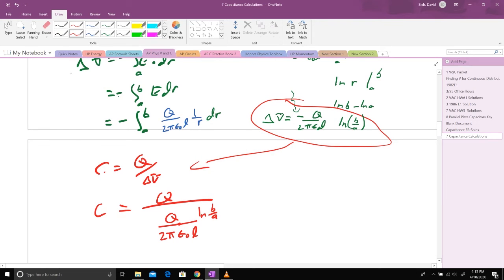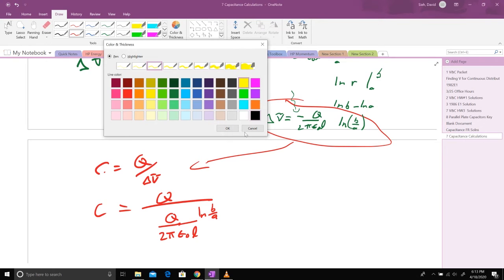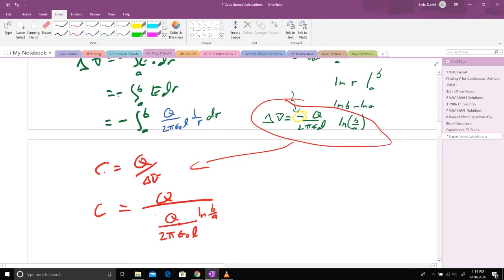Now when I do this, right away you notice something that disappeared going from there to there, and that is that I got rid of that negative sign. Why did I get rid of the negative sign? Because capacitance is always reported as a positive value. We always do that. And so I want to make sure that what I'm putting in the denominator here, and this whole thing, the Q's are going to cancel, and I'm going to end up with a positive value. Well, 2 pi epsilon naught L, the length of these are all going to be positive values. What about this natural log of B over A?